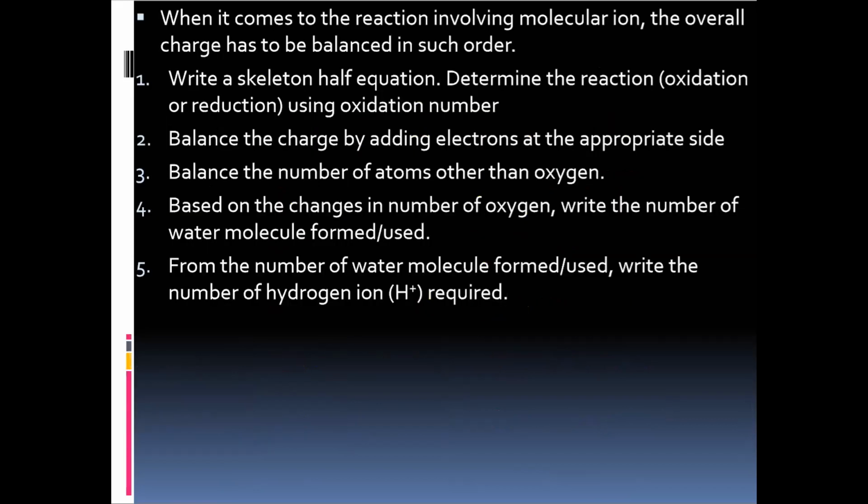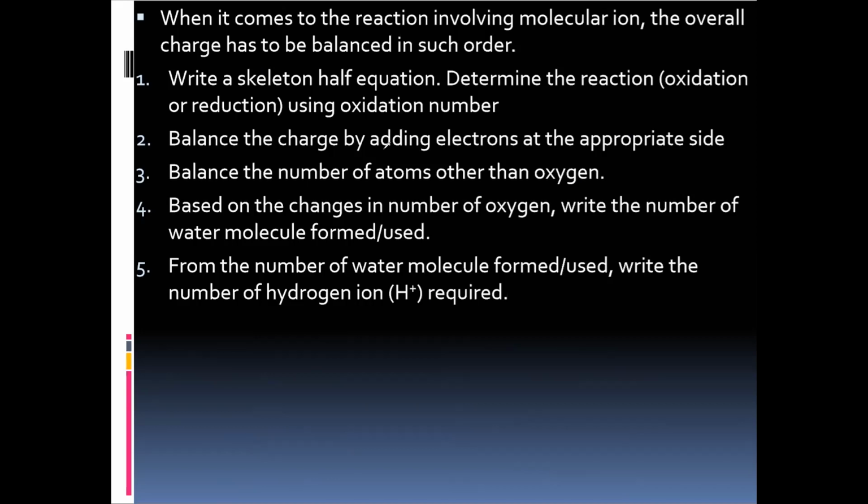the half equation. Now, when it comes to the reaction involving molecular ions, the overall charge has to be balanced in such order. Take note of that. When it comes to reactions that involve molecular ions, that is, when they have charges, they are not neutral molecules, they are molecular ions, the overall charge has to be balanced in such order. Now, let's see. Number one, you write a skeleton half equation. Determine the reaction, whether it's oxidation or reduction, using the oxidation number. Like we have been doing, you determine, is it moving from higher number to lower number, or from lower number to higher number? So we'll write out a half equation.